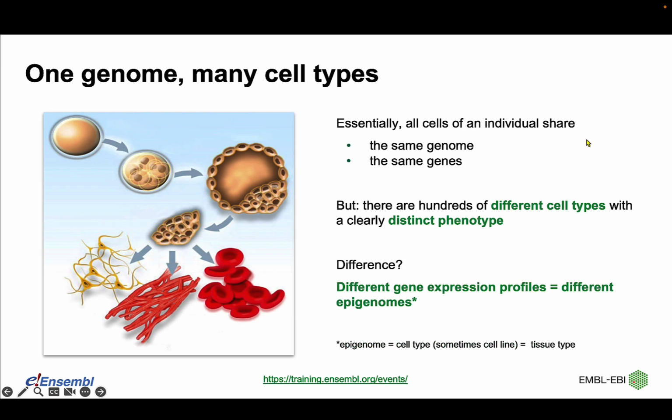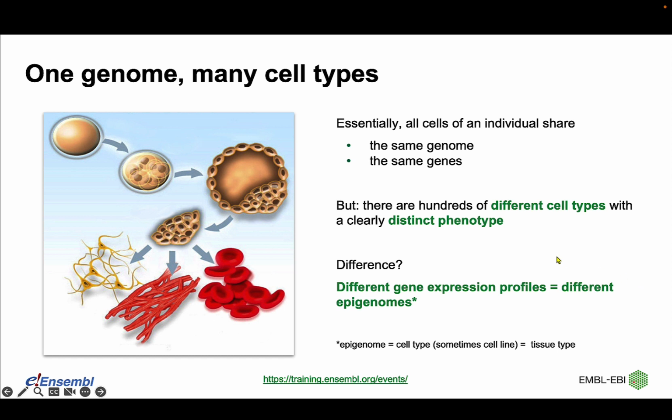So let's look at how genes are regulated. Essentially, each cell of an individual shares the same genome and therefore the same genes. But we know that there are hundreds of different cell types with very distinct phenotypes. And this is because of different expression levels of different genes.